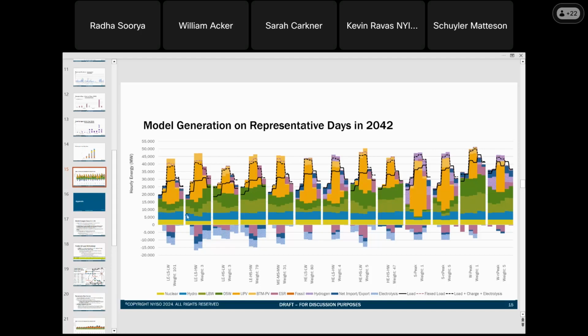So, but the x-axis is hours in a day. 24 hours in a day with the chunks of 6. Okay. Yeah. Yes.